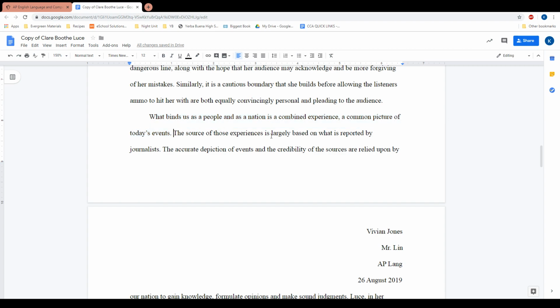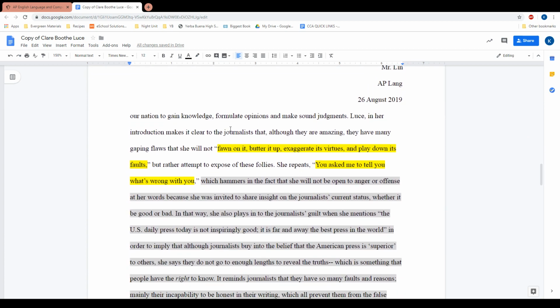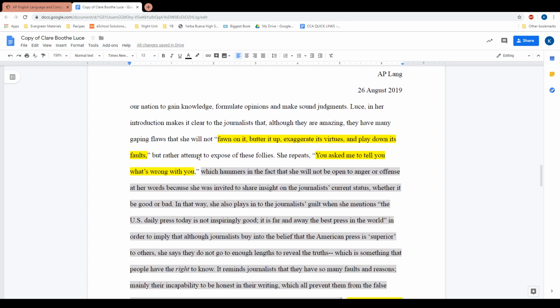"The source of those experiences is largely based on what is reported by journalists. The accurate depiction of events and the credibility of the sources are relied upon by our nation to gain knowledge, formulate opinions, and make sound judgments. Luce, in her introduction, makes it clear to the journalists that although they are amazing, they have many gaping flaws that she will not, quote, fawn on it, butter it up, exaggerate its virtues, and play down its faults." So, wow, not only does the student give their own interpretation of what journalism is, they finish their own sentence with the actual speech's evidence as well.